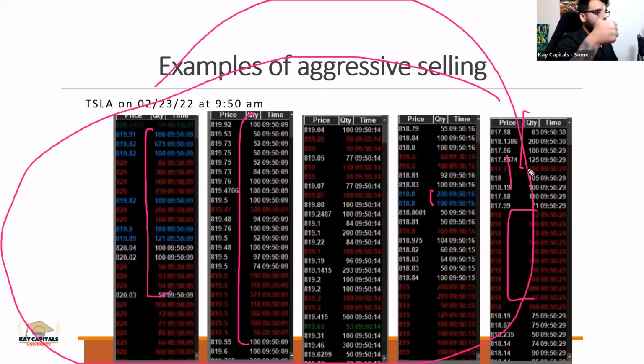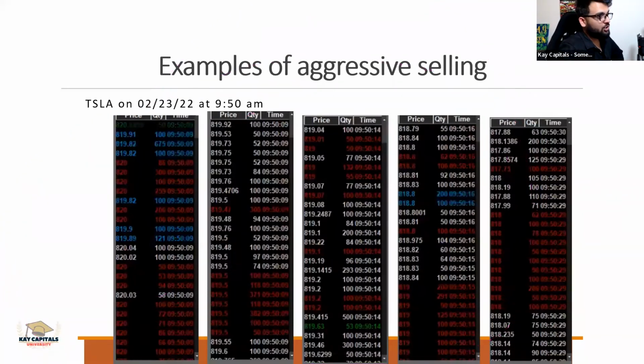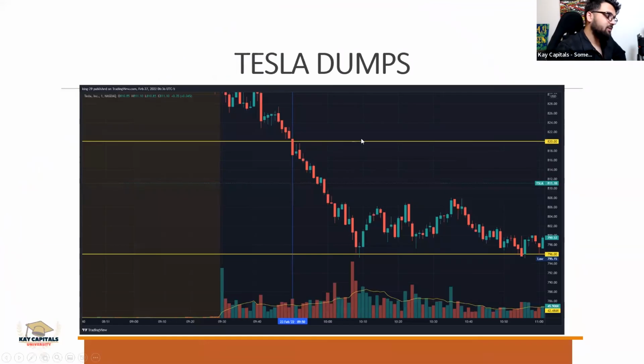All right. So the three conditions: after a critical price point breaks, we see thin bids. Third, we see aggressive selling. If all three are met, what happens? You guys know the charts, what it looks like, right? This is what happens. We dump. See what I'm saying?